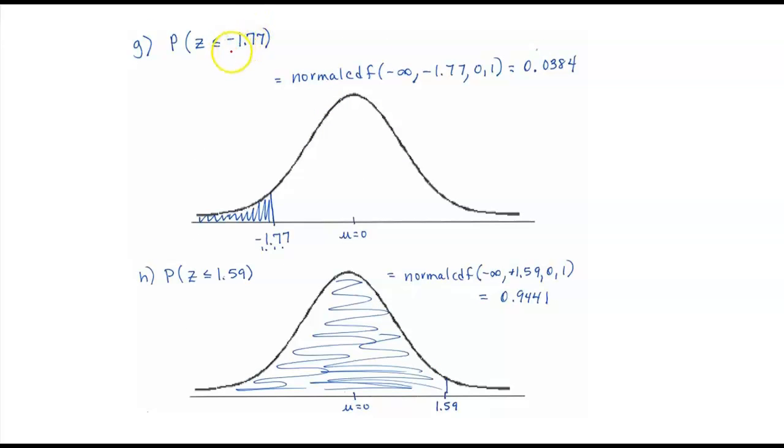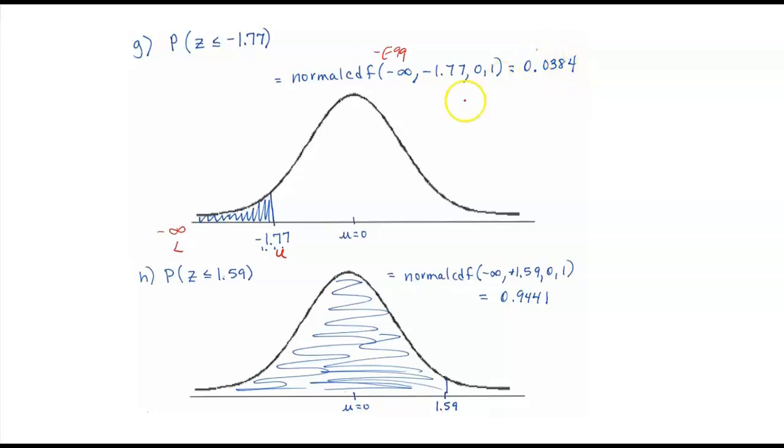This one is a less than, so it's a left tail. So I'm looking at this tail here. So reading it from left to right, I'm going to do negative infinity as my lower bound, and this as my upper bound. So when I do this, I'll put negative E99 in for this, and I get this as my answer.